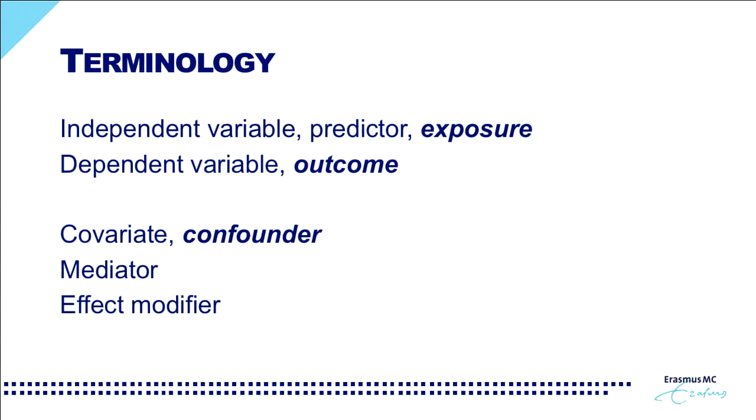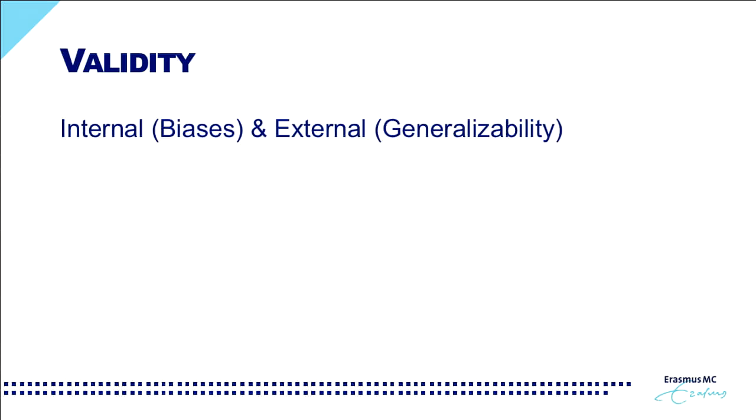Other terminology, covariate, is something very often used in our work. In epidemiology, we very often call this a confounder or a confounding factor or confounding bias. And then mediator and effect modifier are other terms that are going to be talked about by Anna-Marie in the next session.